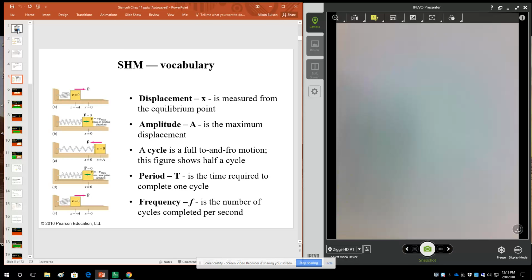One cycle is a full to-and-fro motion. So if we're stretching the spring to the right to position A, x equals A, and letting it go, one complete cycle is the block moving to the left and then coming all the way back to x equals positive A again. The period, using capital T, is the time it takes to complete one cycle. We've referred to period in terms of circular motion. We'll now focus on this horizontal but repetitive motion. So period still applies. And then frequency is the number of cycles that are completed per second. Period and frequency are inverses of each other, and one is sometimes more useful than the other, but once you know one, you know the other.